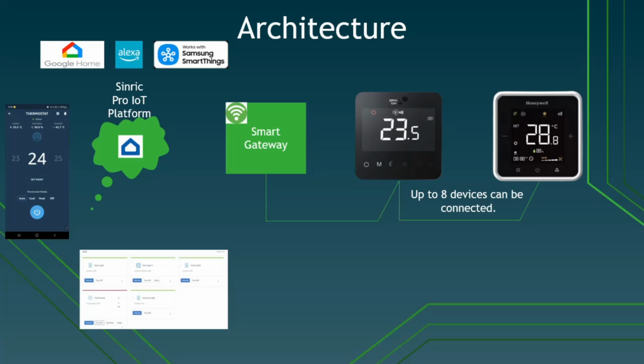The MODBUS thermostats are connected to the Smart Gateway over 2-wire RS485 communication. We can connect many devices in the communication loop, but I have limited up to 8 devices. The Smart Gateway unit will always be talking to Synrig.pro IoT platform. The Smart Gateway shares the connected thermostat data to the IoT platform. And the mobile device and computer dashboards interact with the Smart Gateway through the IoT platform. The same way Google Home, Alexa, and Samsung SmartThings access the thermostats.